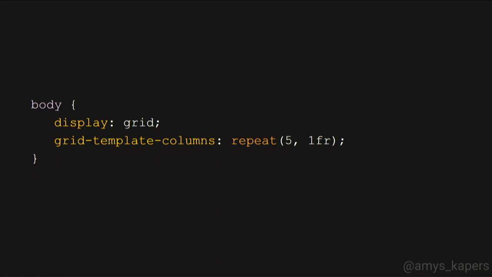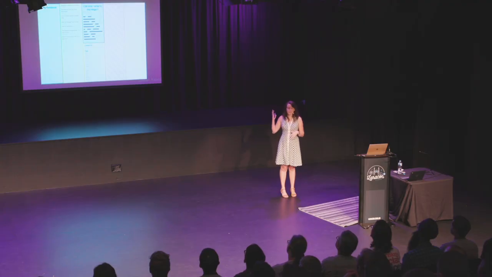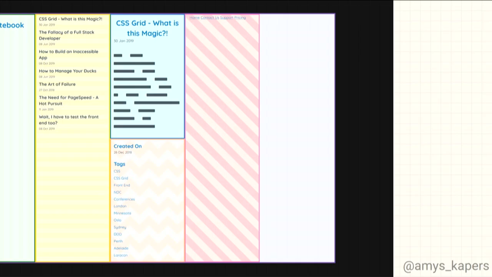So if I define 5 columns of 1FR wide, it's going to make them all equal width, which is nice and easy. And if I change that 5 to a 6, it's going to make 6 columns all equal width. This is really useful because it takes away all of that percentage math that we used to have to do. So if we look at what that does, we've got five equal width columns in our grid layout now.